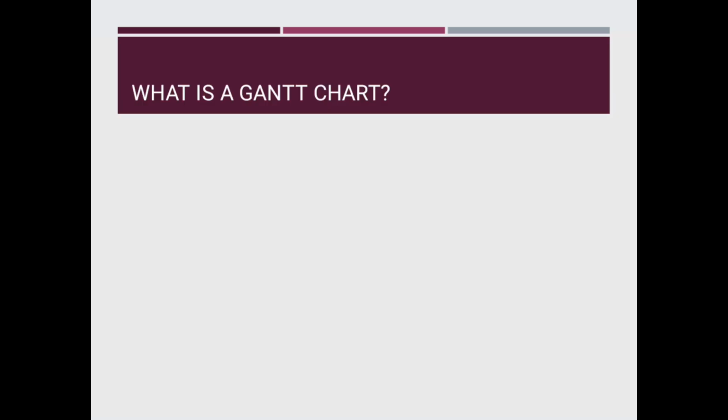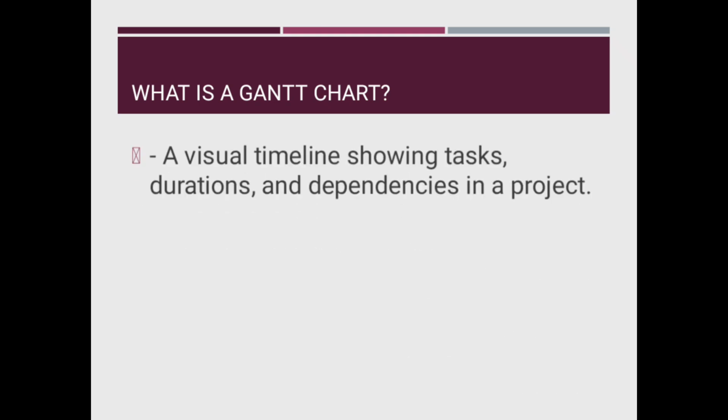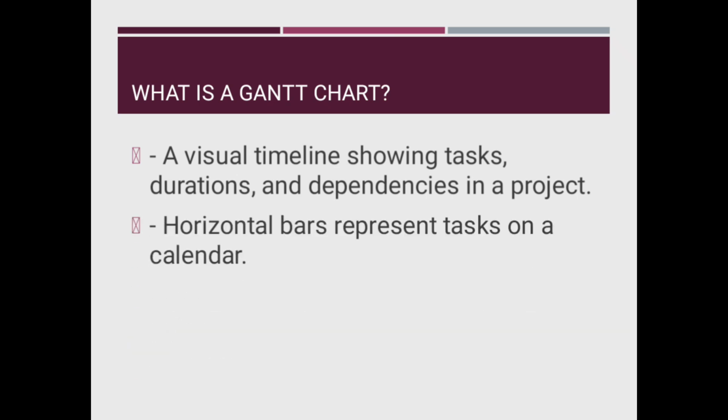Okay, the first thing that we need to understand is the definition of the Gantt chart. It is a visual timeline showing tasks, duration, and dependencies in a project, right? So it is more or less like a calendar. A Gantt chart is simply a calendar, right? So it shows time, as well as how different tasks in a project depend on each other. It has horizontal bars which represent tasks on a calendar.